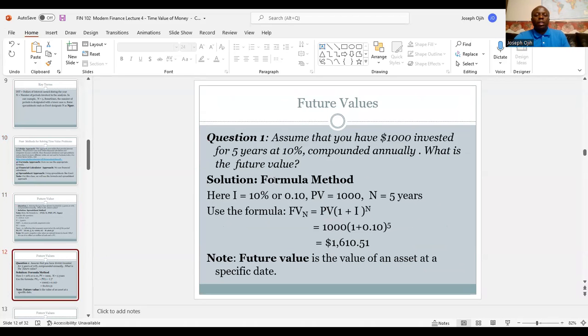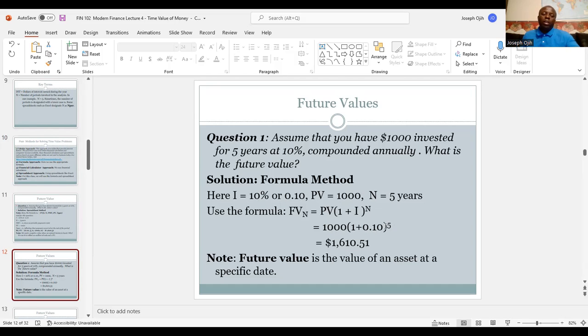The formula method, the formula is this: future value for a number of years given, PV, which is the present value, times 1 plus interest raised to the power n. Okay, so the interest is 10% or 0.10, present value, that means the original amount that you invested, is $1,000, and the number of years is 5 years. So when you plug this into this formula, we'll have 1,000 times 1 plus 0.10 to the power 5 years.